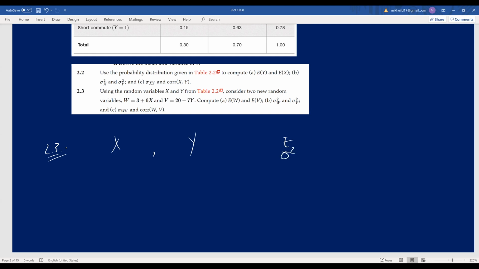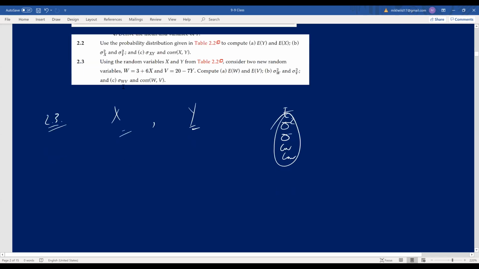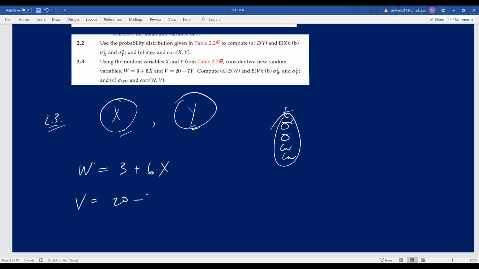We calculated sigma, which is standard deviation, covariance, then correlation for X and Y. But let's now see that we have other random variables W and B, and as you see, those are functions of these random variable X and random variable Y. So specifically, we have this 7 times 1.